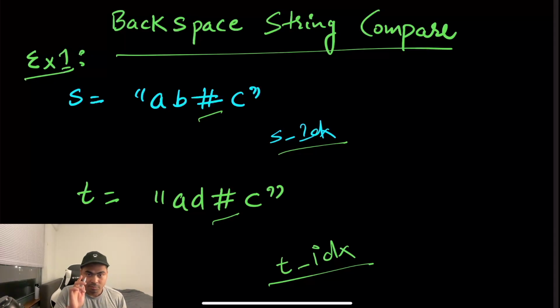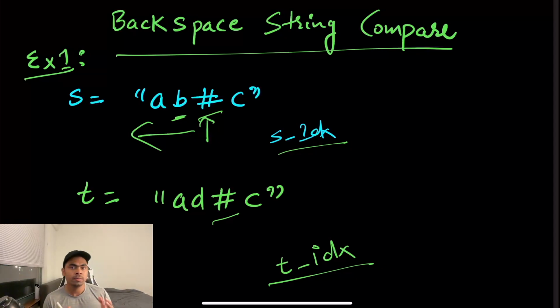But remember, in order to find the next valid character to compare, I will use my helper function, and that will keep track of how many backspaces it's seeing, so that it can ignore that number of characters next to it going this way.